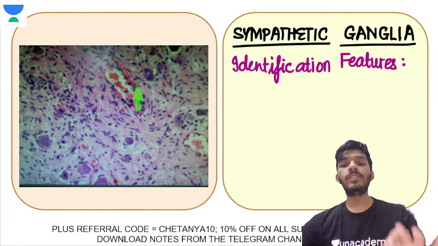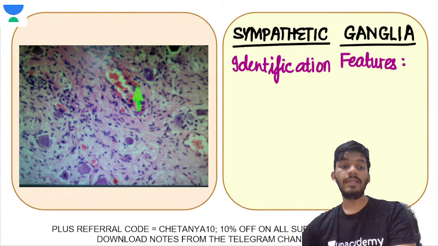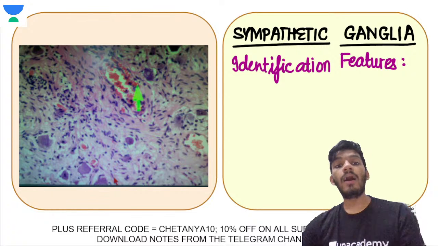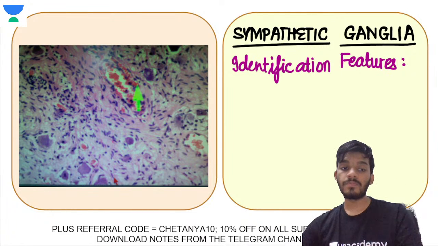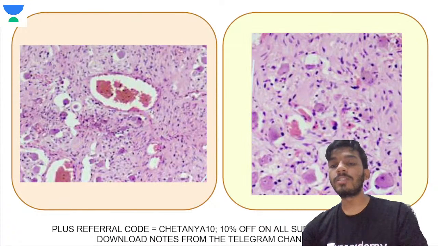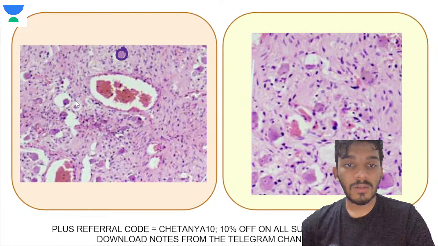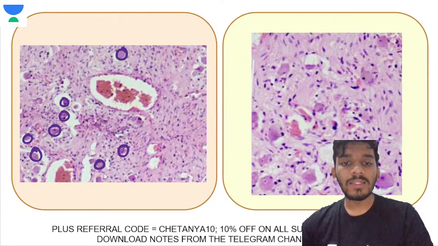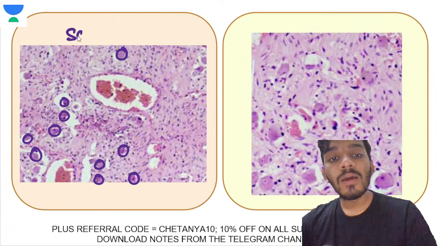is that you will see large nuclei. You will see large nuclei, large cell bodies of multipolar neurons. Okay, we'll see very large cell bodies. Just have a look at this picture. You can see that here, here, here, here, here, here. So many large cell bodies which are present in a scattered way.